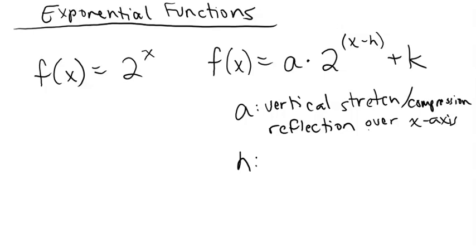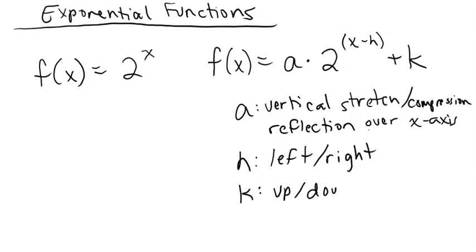We noticed that h was a horizontal shift. It would translate our graph left or right. We also noticed that it, again, looks like it does the opposite of what we might expect it to do. So if it was x plus 2, it would move us to the left 2. And k was going to do a vertical translation, up if k is positive, and down if k is negative. So let's look at an example.